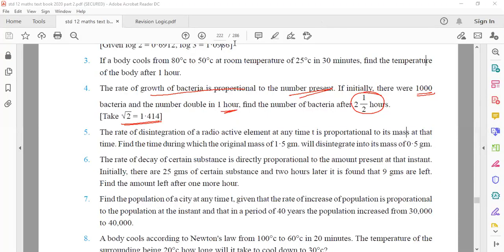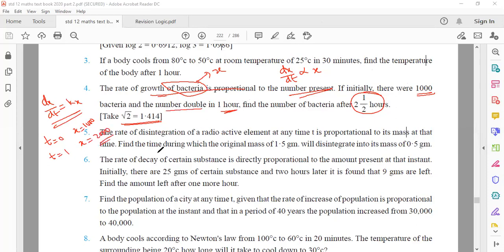So what will you take X as? X is the number of bacteria, and dx by dt is proportional to X. Number is increasing. So dx by dt is equal to k times X. Solve it. When time is 0, X is 1000. When time is 1, X is 2000. X doubles, number doubles in 1 hour. When time is 2.5, you have to calculate X. So there's hardly any difference between this problem and the problem that we did before. Okay, let's do that.